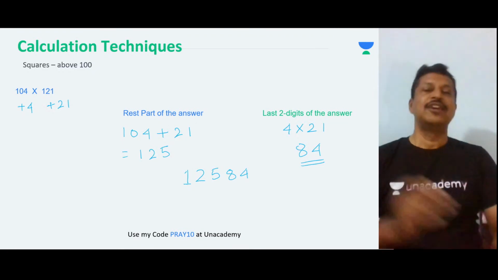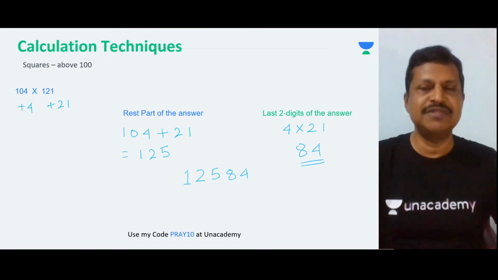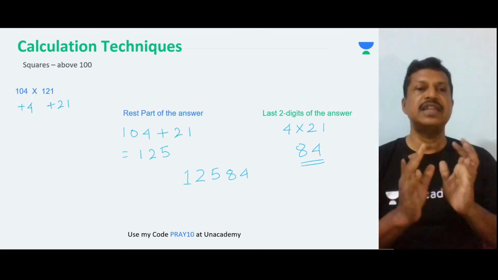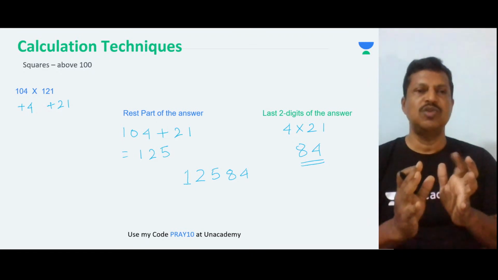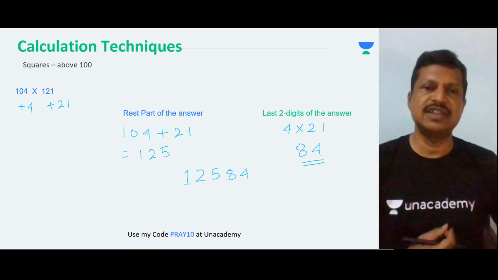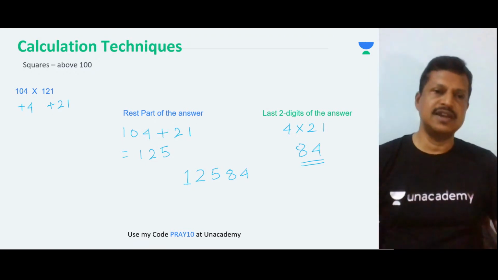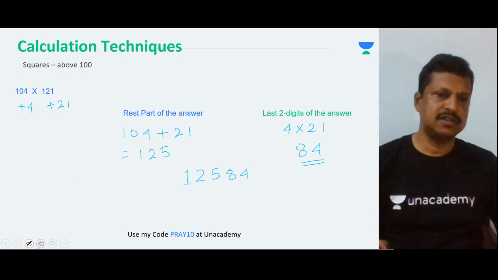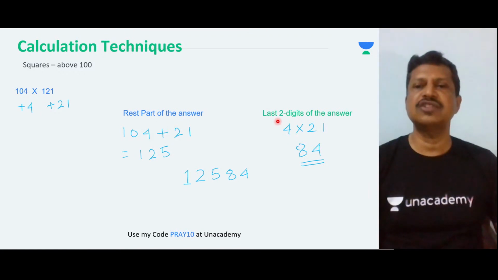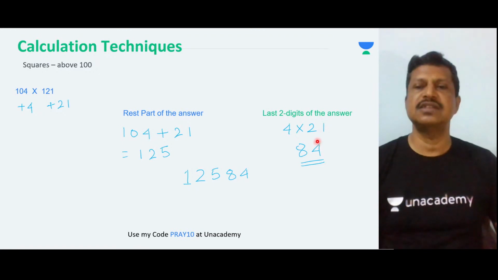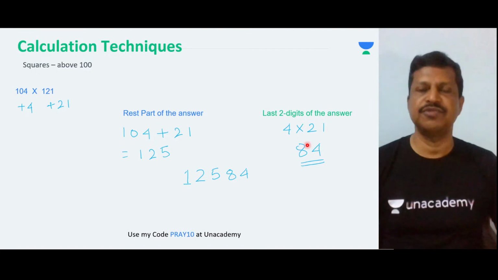Fine. Okay. So as of now, whatever numbers we have discussed, if you see carefully, the product of the deviations was giving you a two-digit number. So the 4 into 21, 4 into 21 is 84. Here I am talking about the last two digits of the answer. So the last two digits of the answer, the product of the deviations, is a two-digit number. So I don't have a problem. It's a very straightforward thing, right?